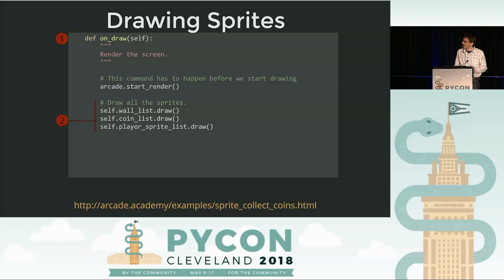The onDraw command in my game class just looks like this. I call start render. I start going through my sprite lists. You draw them in a back to front order. So in this case, if I've got a wall and a coin in the same place, the coin will be drawn on top of the wall because I drew the wall first.